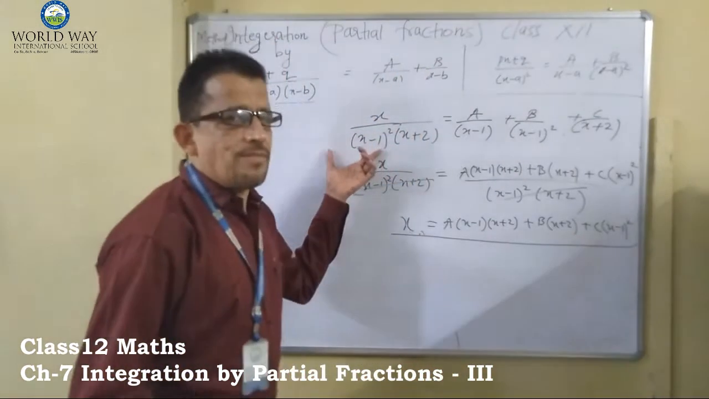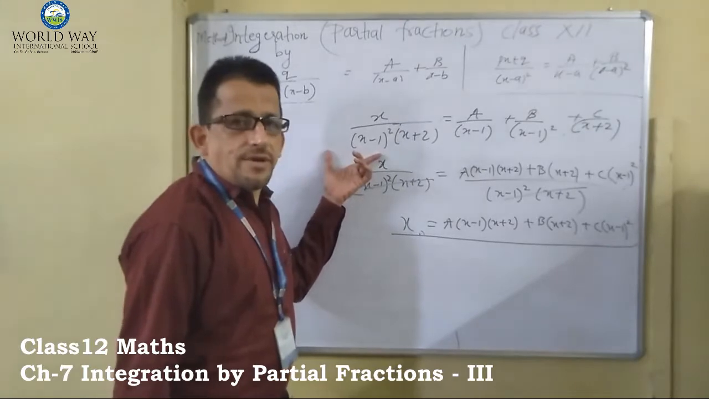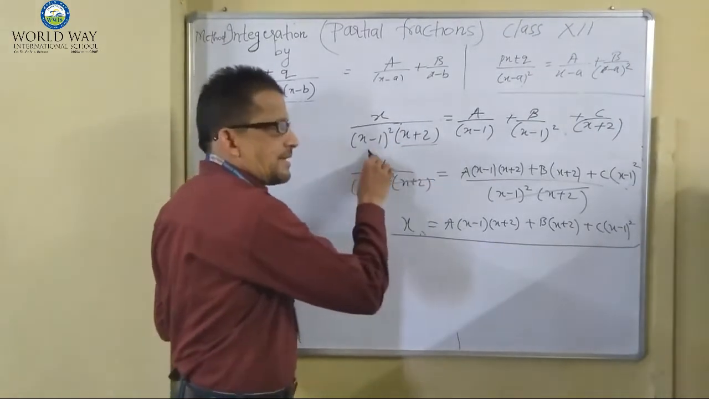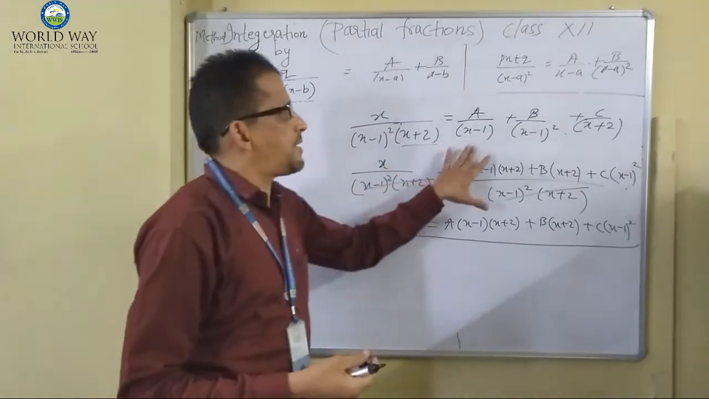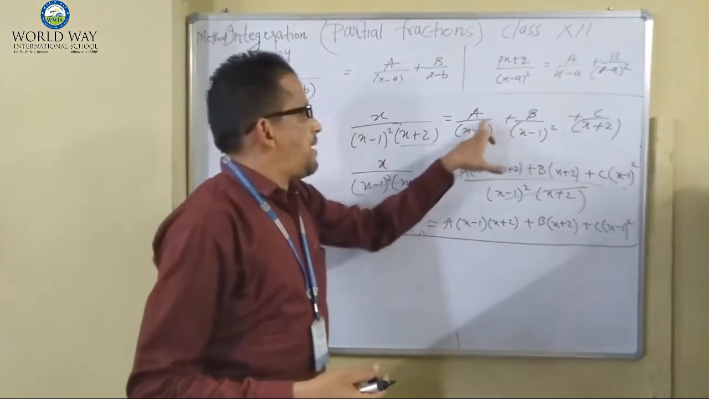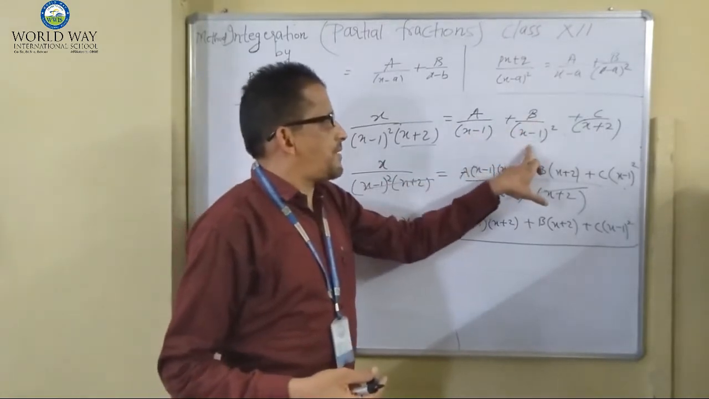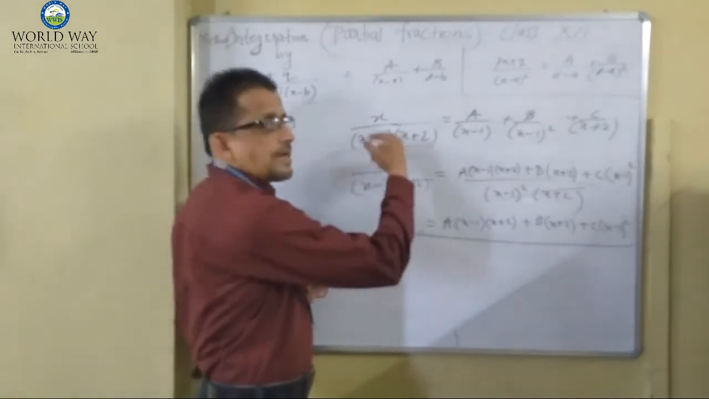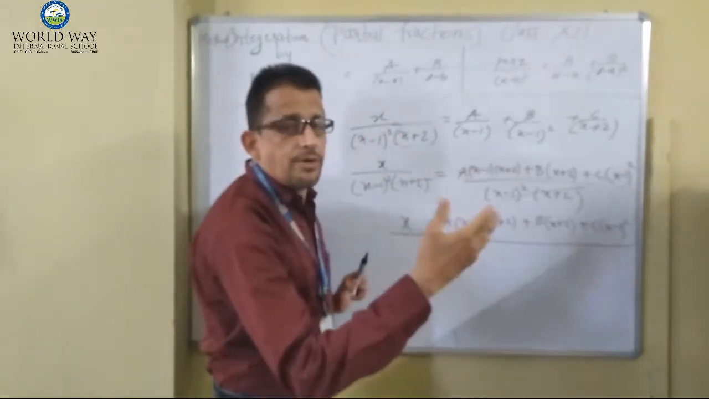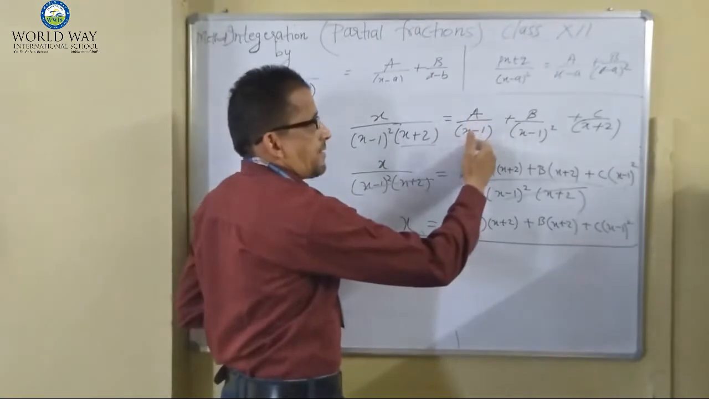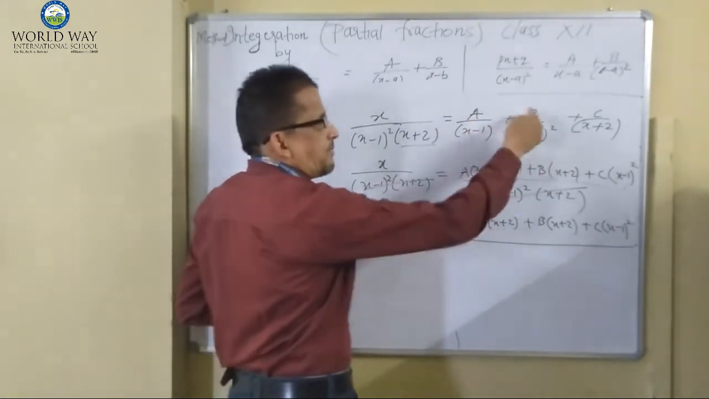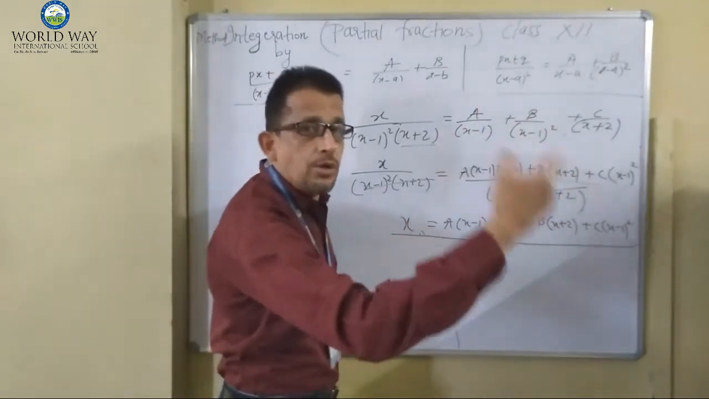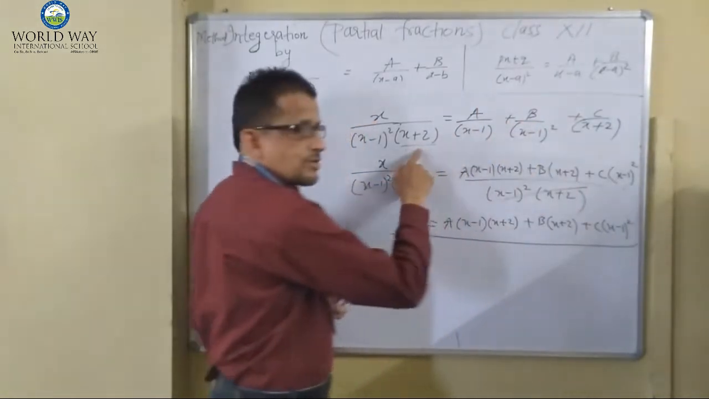So look at this example. Look at the factors of the denominator, linear and repeated. This is linear only, but this factor is linear and repeated. And how to solve this? Applying this rule: A upon x minus 1, B upon (x minus 1) squared. I have already explained that if here instead of the square there was a cube, then we have to write three terms: A upon x minus 1, B upon (x minus 1) squared, plus C upon (x minus 1) cubed, then D upon x plus 2.